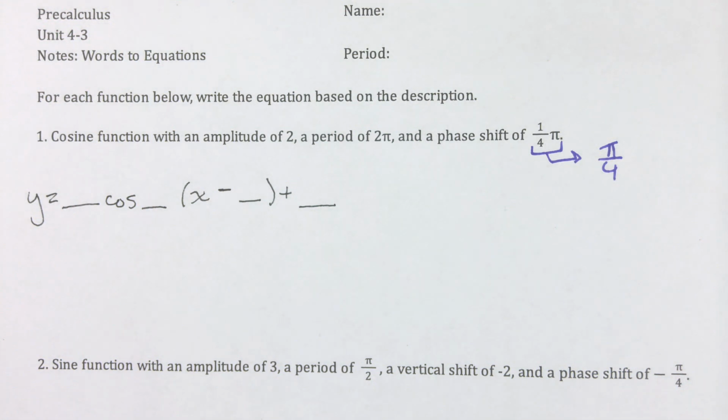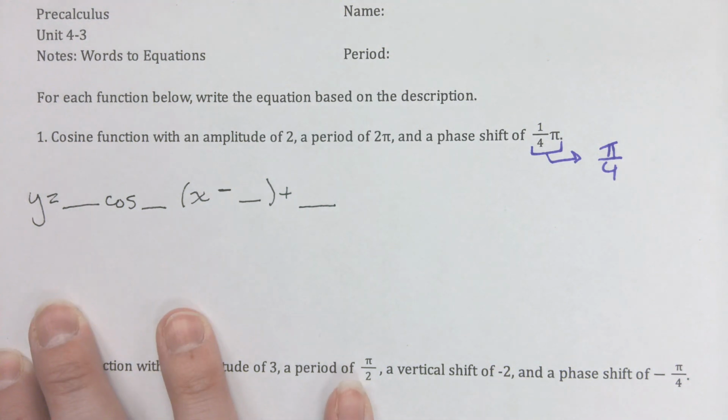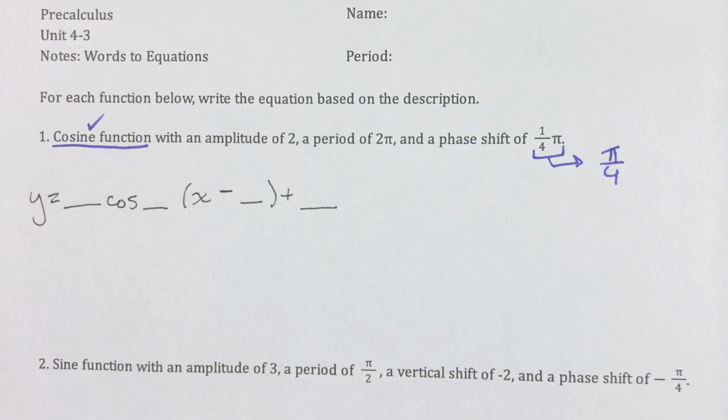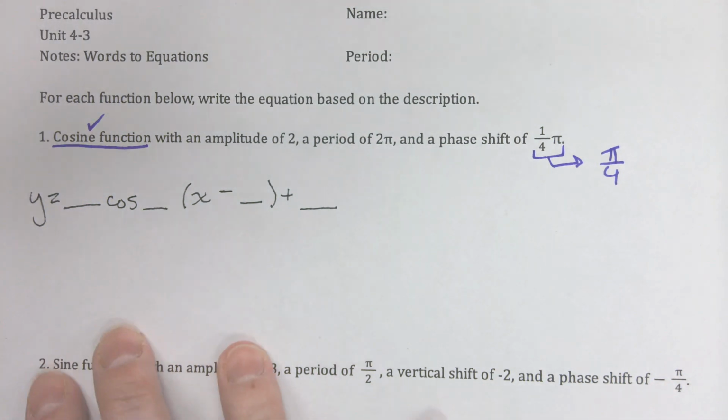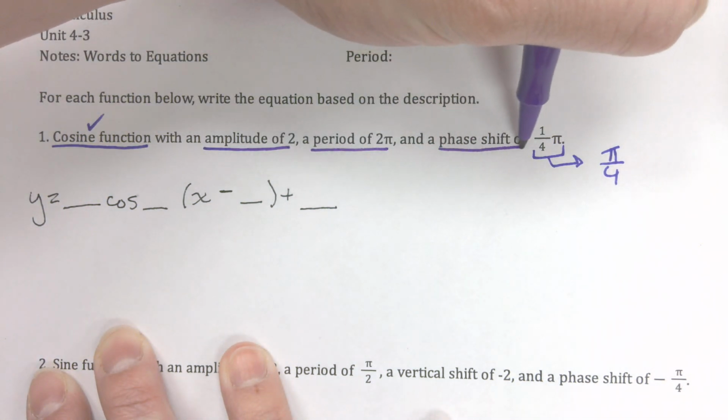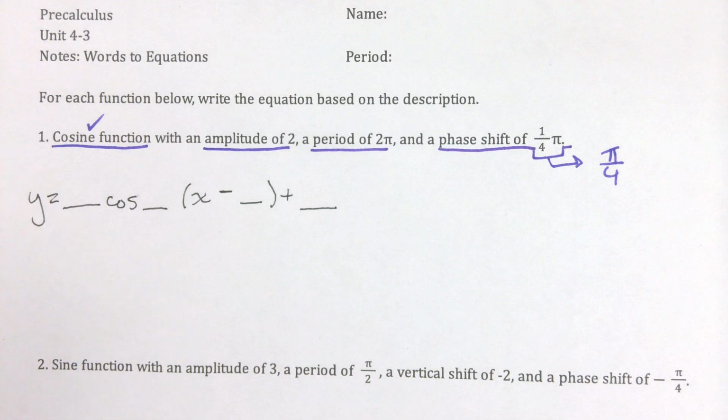Now I know this seems a little unnecessary, but word problems, I don't think these are hard, but there is always the opportunity to miss something, to forget something in the direction. So I'm going to underline everything that's important. I'm going to go ahead and underline cosine, but I'm going to check it off. I've already put that in my equation, so we're good. Amplitude of 2, period of 2 pi, phase shift of 1/4 pi, pi over 4, same thing.